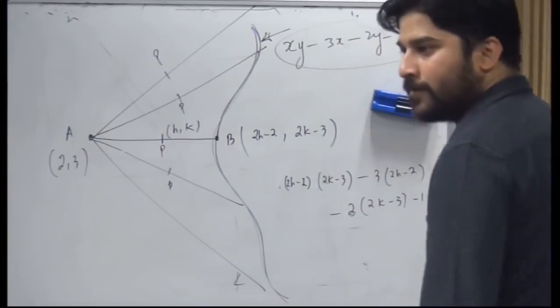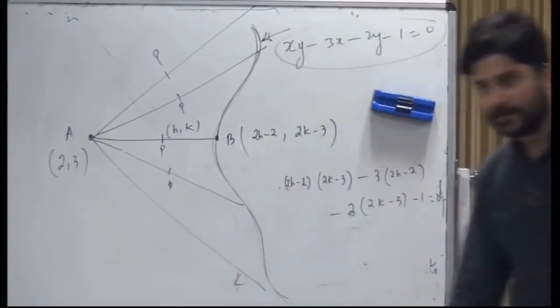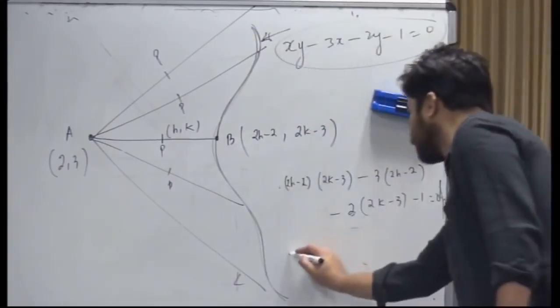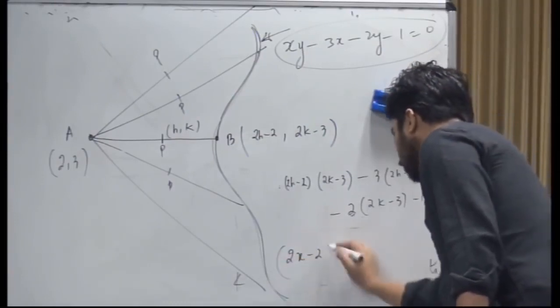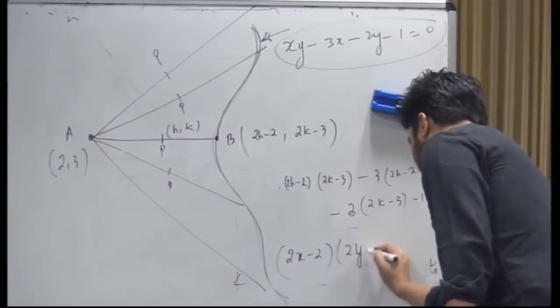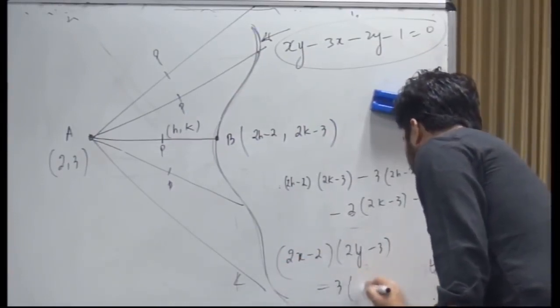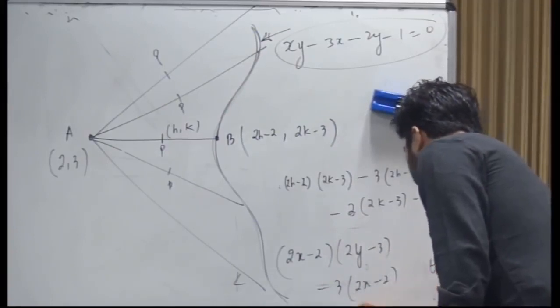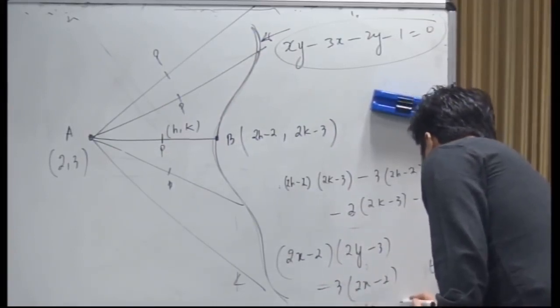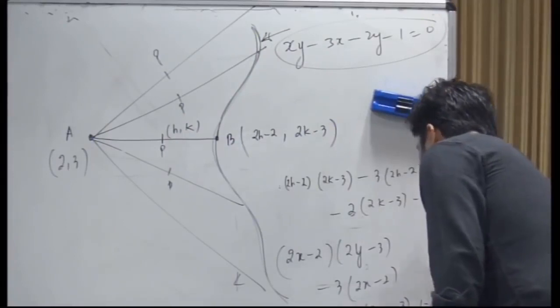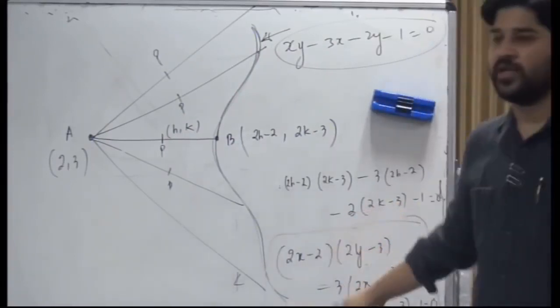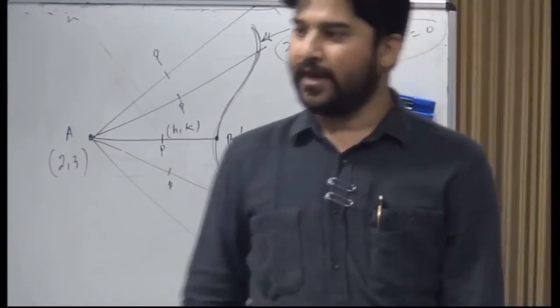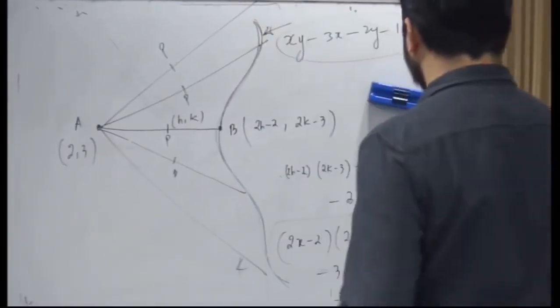So what is the last step? Replace h by x and k by y. So it becomes simple: 2x minus 2 into 2y minus 3 minus 3 into 2x minus 2 minus 2 into 2y minus 3 minus 1 is equal to 0. So this is the locus. You can leave your answer here. Right? Yes, sir. Good.